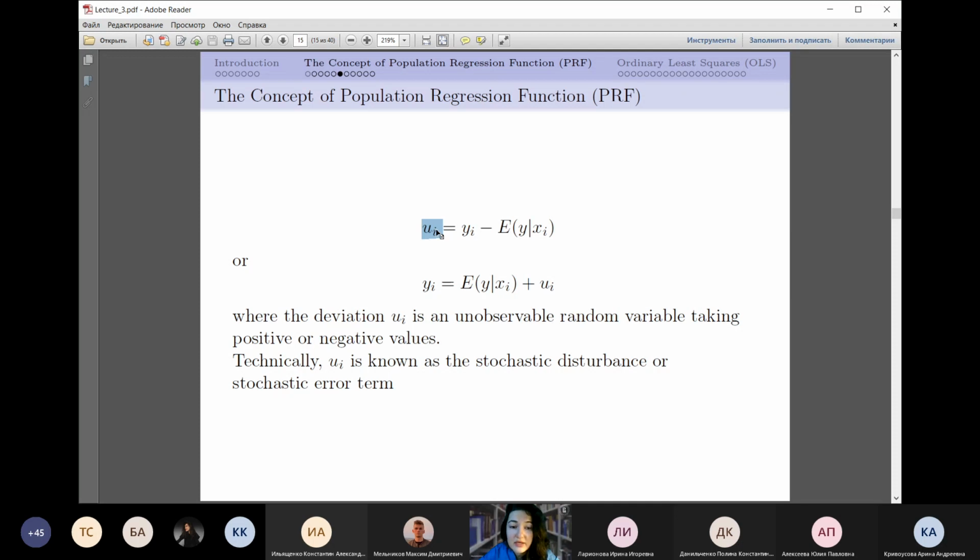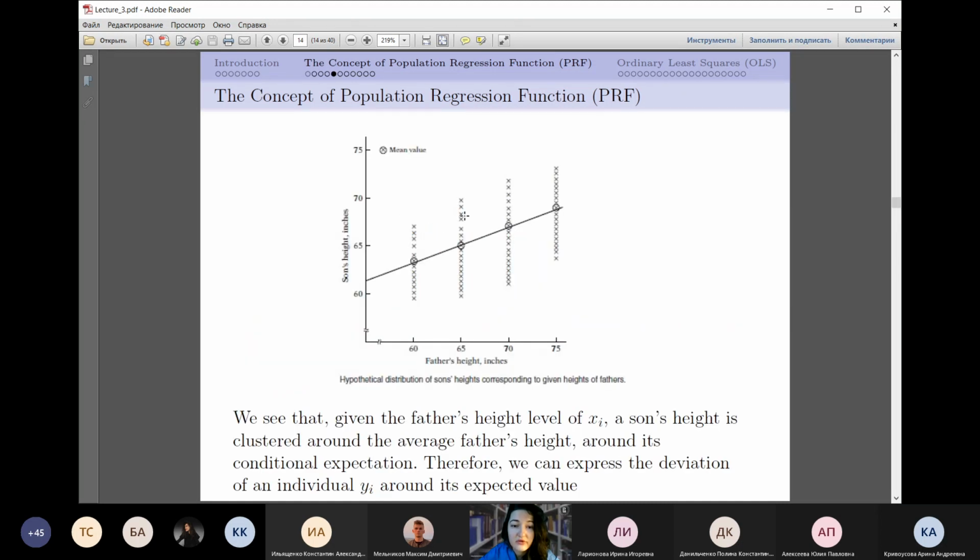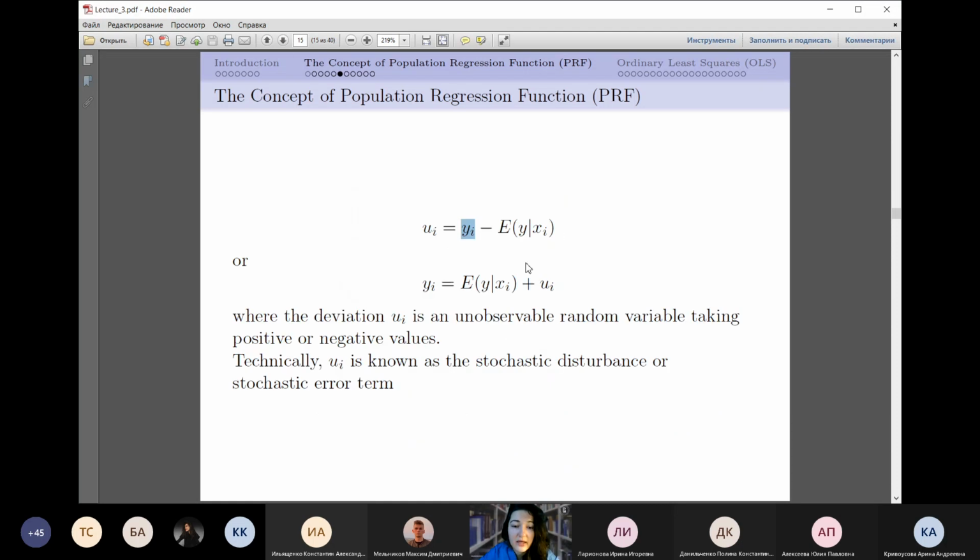The error term here represents the difference between these observed points and our estimated dependent variable. Here you can see the conditional mean of the dependent variable derived from your model. So we can express the deviation of the individual dependent variable around the expected values, and for this we use the following equation.